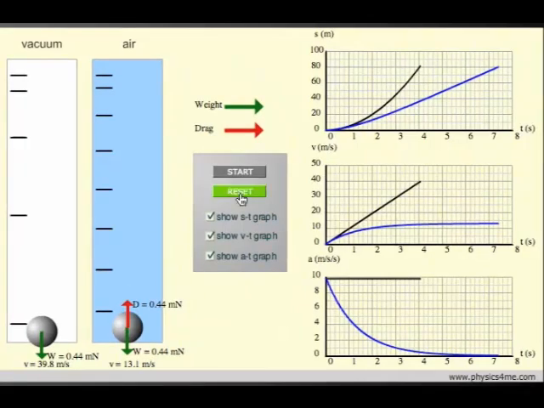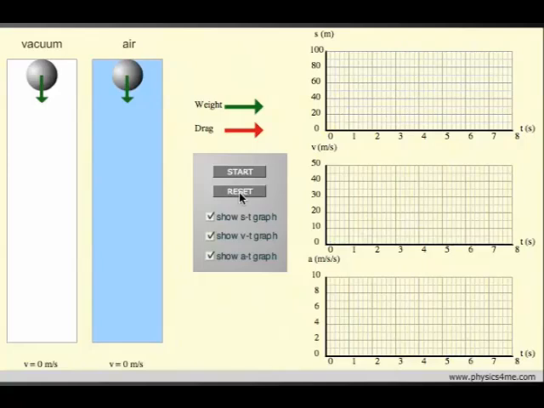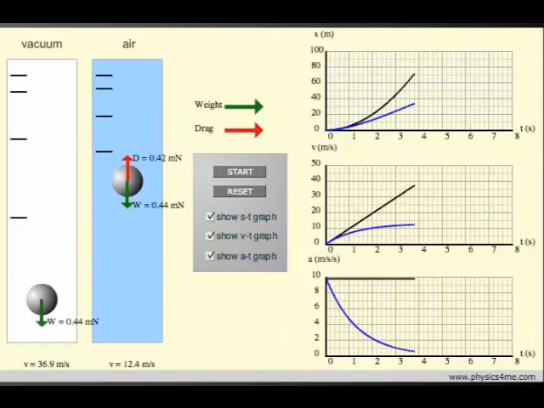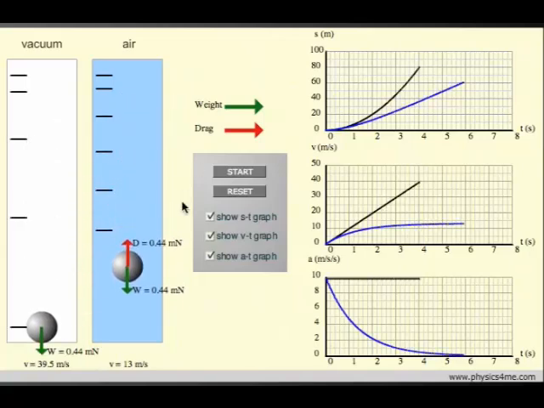Let us reset and run the simulation again. This time we will focus now on how the drag force vector changes as the ball falls in air. Initially, there is no drag force because the ball is at rest. But as it accelerates downwards, the drag force vector increases.